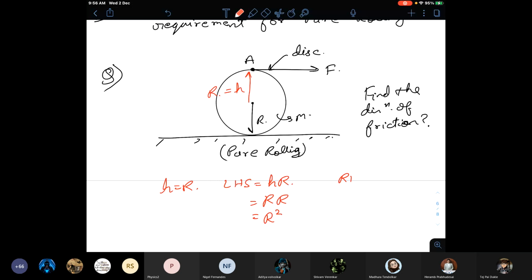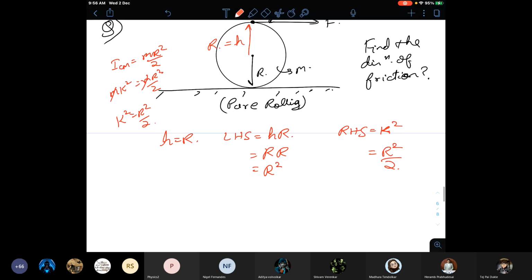What about RHS? RHS was k square, so for that you need the value of k for a disk. For a disk, first of all, write ICM if you want to find the value of k. For a disk, it is mr square by 2. Then replace ICM by mk square. Equate mr square by 2 with mk square and solve this. So k square comes out to be r square by 2. So RHS is r square by 2. Hence, I can say that LHS is greater than RHS.